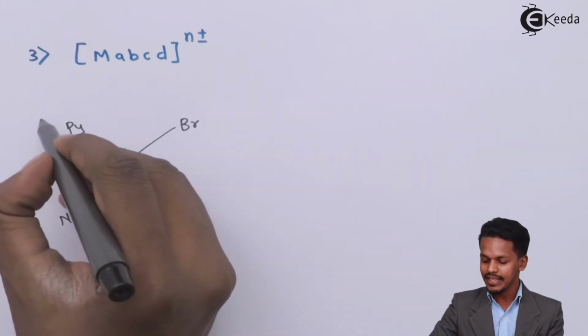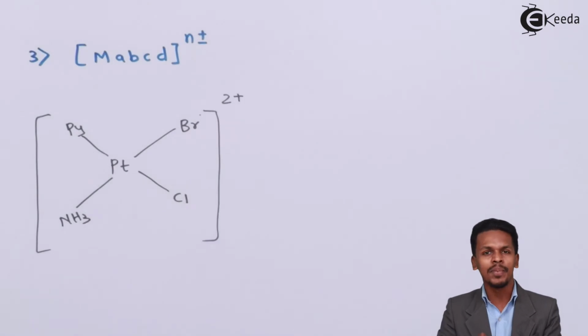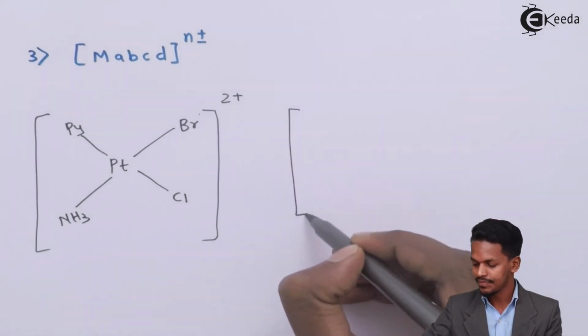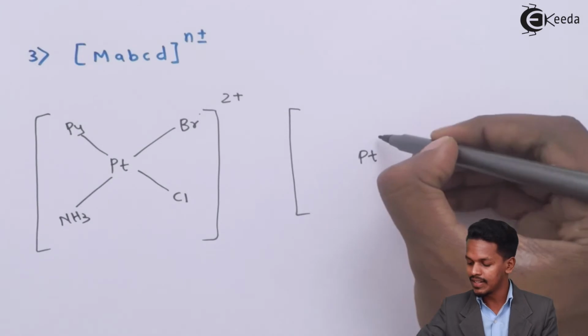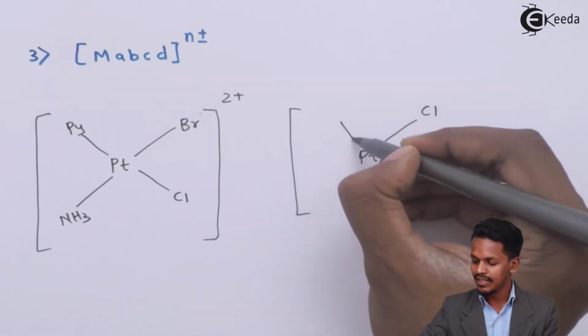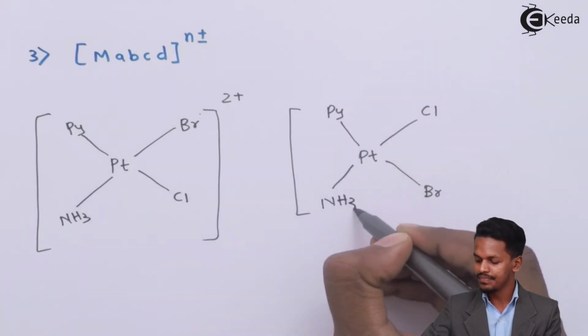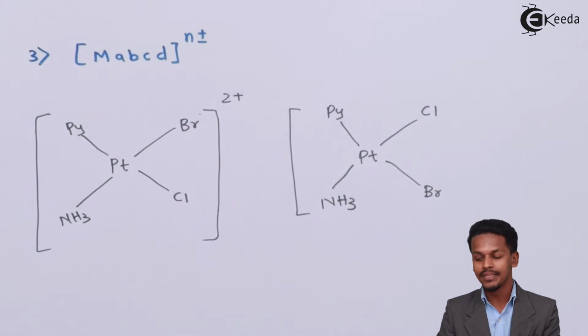In that case, I could say that the overall charge of this one is found to be +2. So there would be another structural formula that I could write depending upon this formula, and that is platinum at the center. Here will be Cl, here there will be Br, here there will be pyridine, and here there will be NH3. So even this is possible.